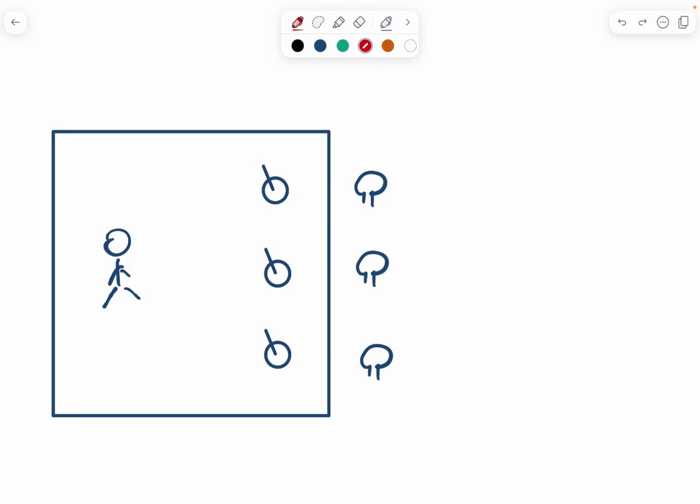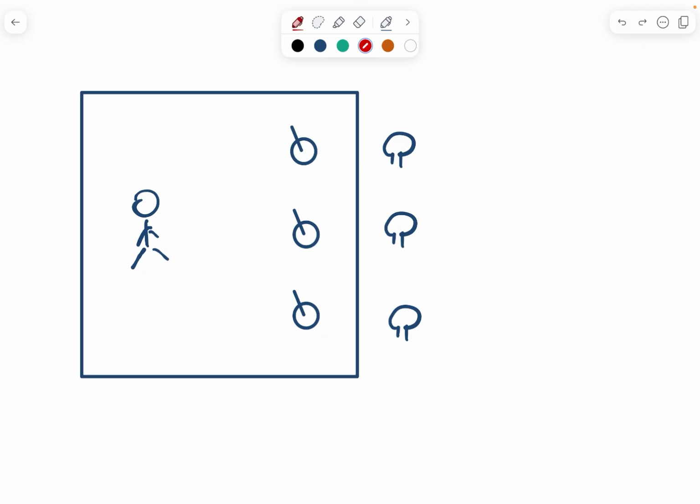So, you're now in this room. You only have one chance to go outside of the room, but you have to figure out which switch is associated with which light bulb, and you're only allowed to go outside of the room once only. And so this is the question. Okay, so let's take a moment to think about how to solve this problem.